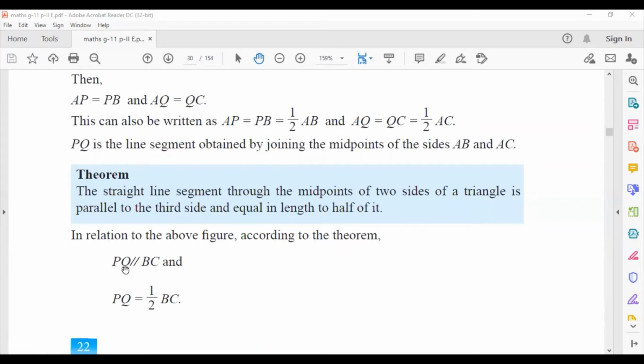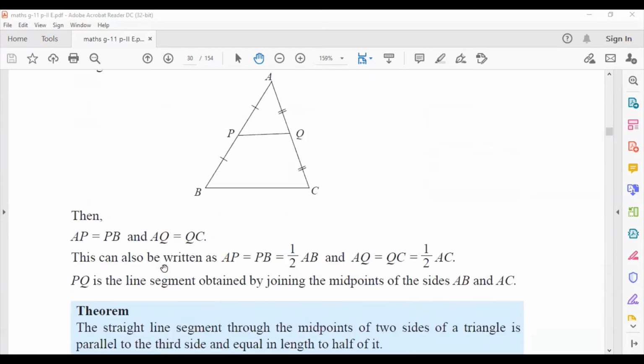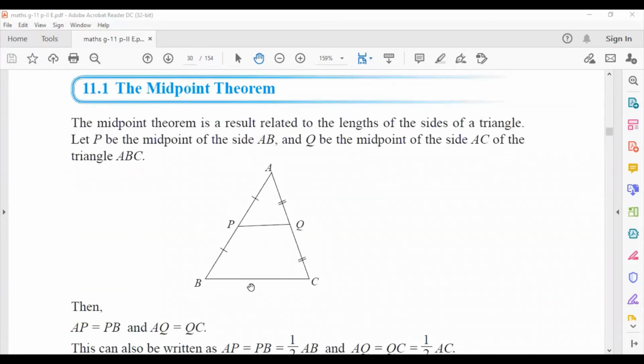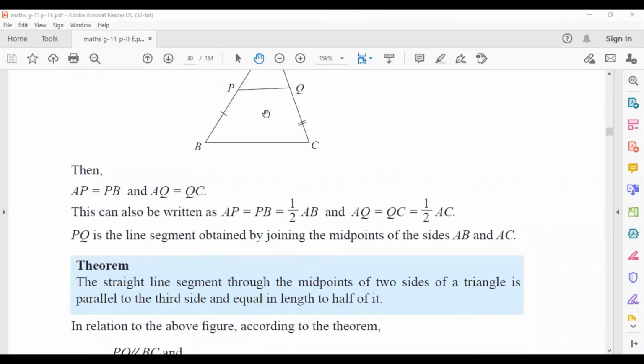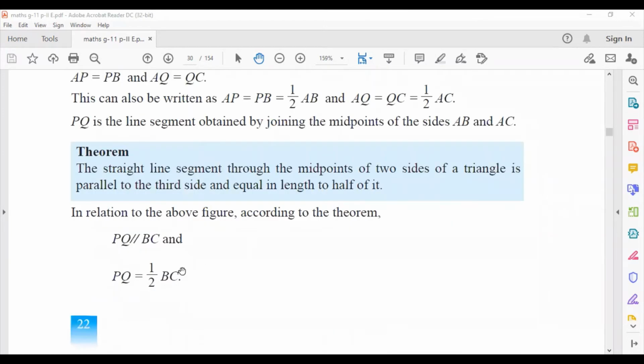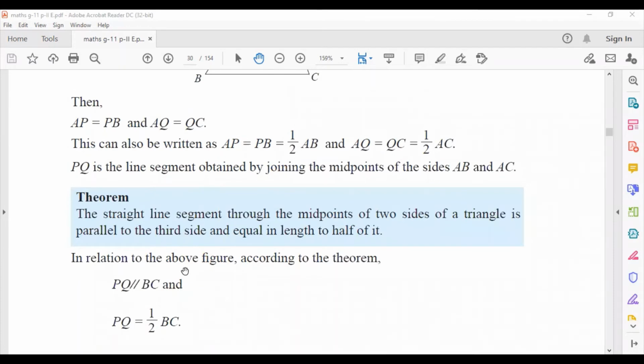Symbolically, you have written that PQ is parallel to BC, right? And PQ is equal to half of BC. Is it clear?